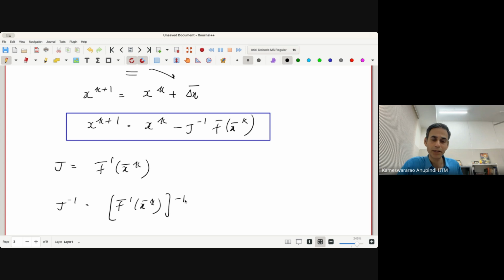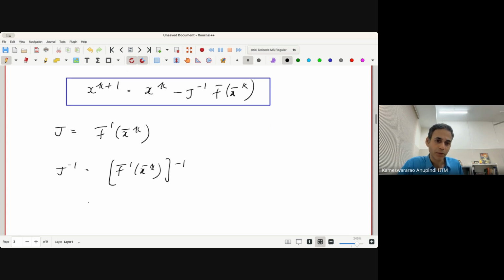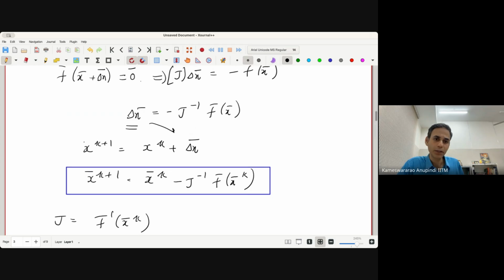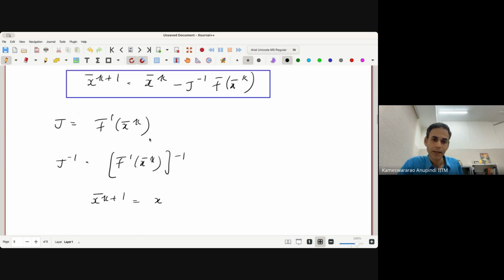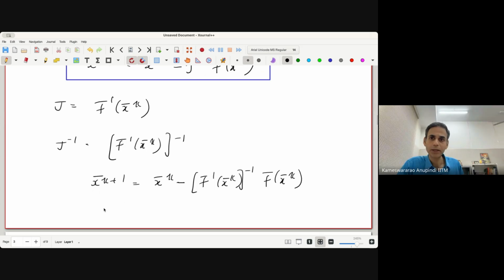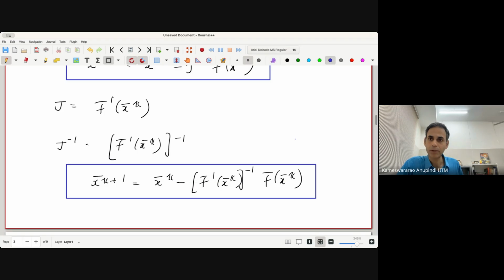I cannot write it in the denominator just like the way I have written before. So my formula is going to be x bar of k plus 1 equals x bar of k minus f bar prime of x bar of k inverse times f bar of x bar of k. Okay, so that is my final formula for Newton's method applied to a system of nonlinear equations.